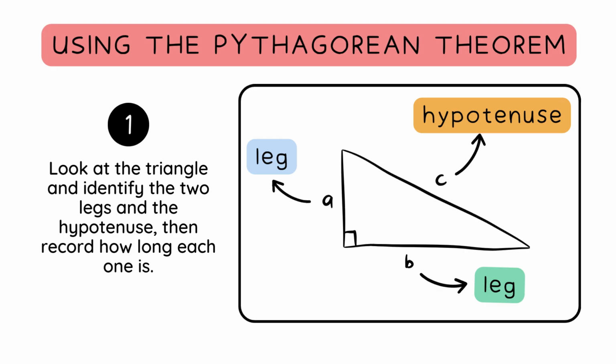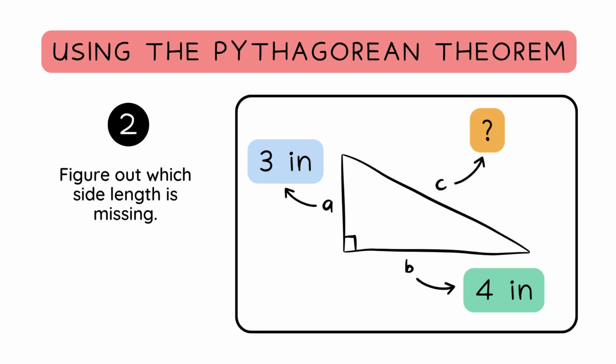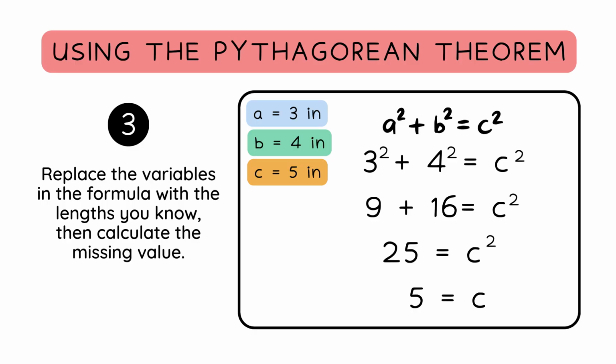Let's do an example question together. Step 1. Look at the triangle and identify the two legs and the hypotenuse, then record how long each one is. Step 2. Figure out which side length is missing. In our question, the hypotenuse is missing. Step 3. Replace the variables in the formula with the lengths you know, then calculate the missing value.